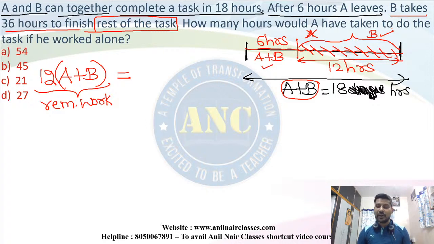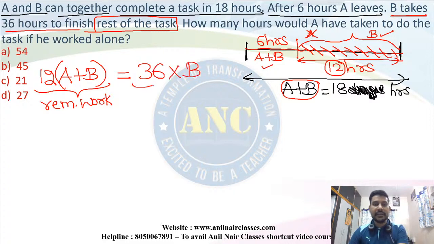But unfortunately, to complete the remaining work, now B is not having the support of A. B is working alone. So B cannot complete that work alone in just 12 hours only. Question says B takes 36 hours to finish the remaining task. So remaining task will be completed by B alone in 36 days or hours, right? So this is also remaining work. That's the reason I have equated. So 12 into 3 is 36.